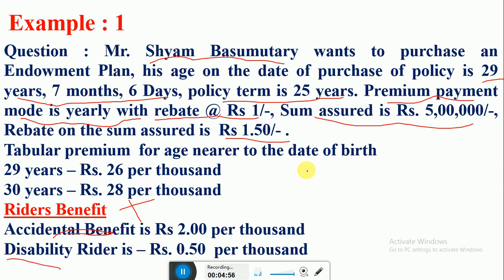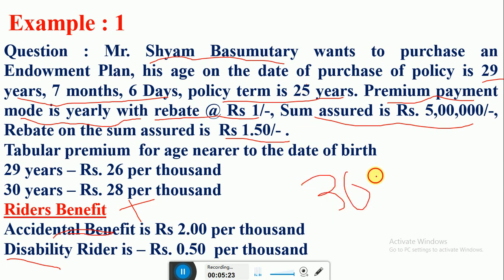So here the question is very clear. Let me repeat the question once again in a very synoptic way. The name is not very important. The person is taking an insurance cover. His age is 29 years 7 months 6 days. Since he has crossed 6 months, it will be considered as 30. So here 29 years will be considered as 30 years.